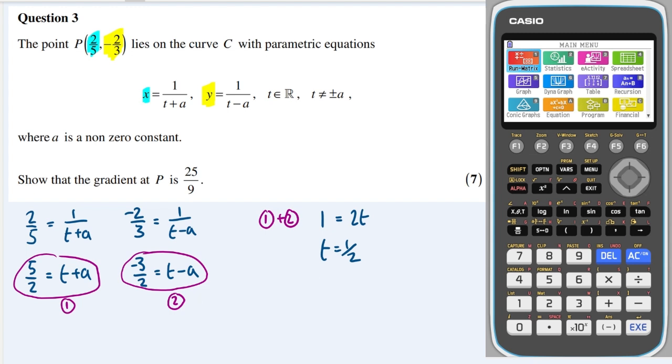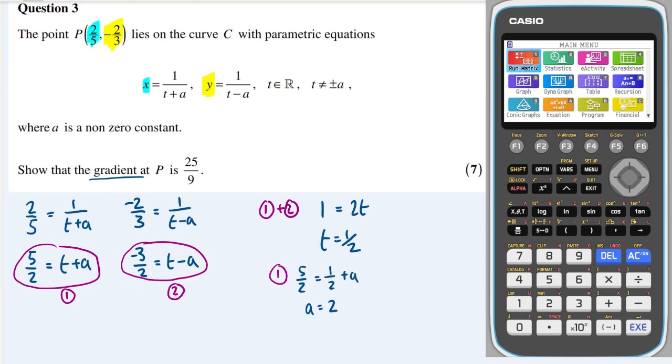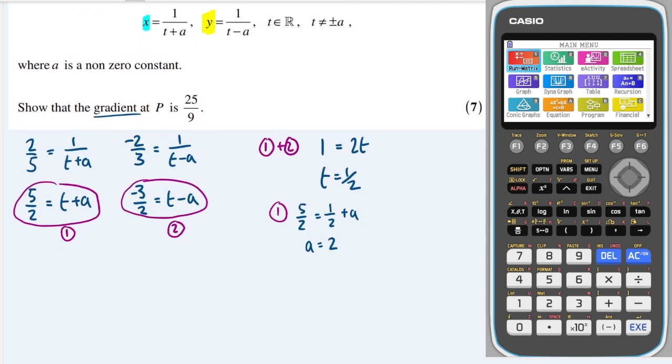And then subbing back into equation number 1, this gives me that 5 over 2 is equal to 1 over 2 plus a. So a must equal 2. Okay, we need to differentiate to find the gradient. So what I'm going to do is write now x is equal to t plus 2, because a is 2, to the minus 1, just easier to differentiate like this, and y is t minus 2 to the minus 1.